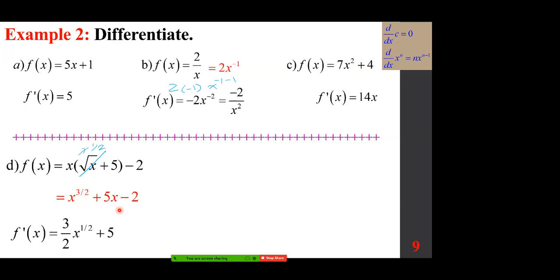Okay. 3/2 sits in front, and the exponent goes down by 1. Now, the reason I'm going to rewrite it like that is because it was given in the form of square root of x here. Okay, class? Because it was given in that form. Otherwise, it's really not that big of a deal. Okay. All right.